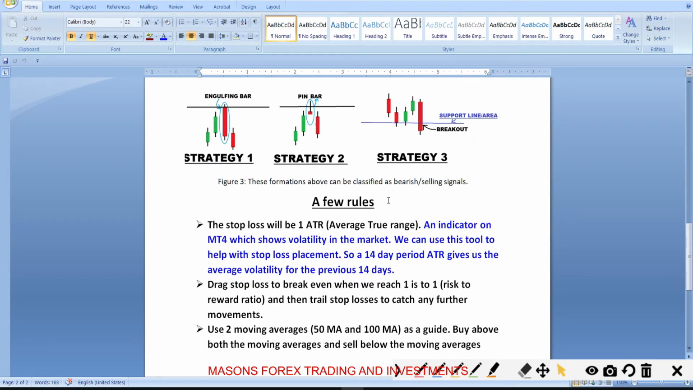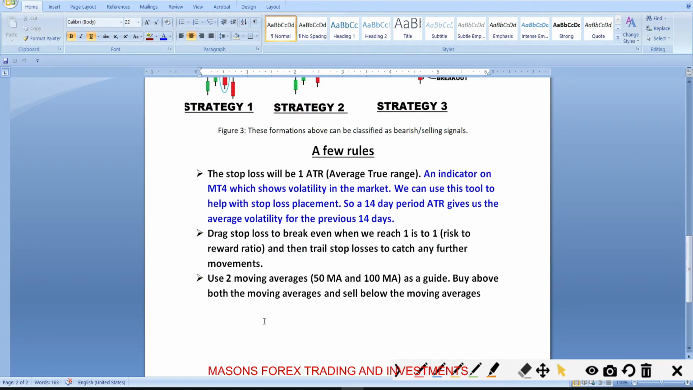A few rules that I need to mention. The stop loss will be 1 ATR, which is defined as average true range. It's an indicator on MT4 which shows the volatility in the market. We can use this tool to help with stop loss placement. A 14-day period ATR gives us the average volatility for the previous 14 days. We're also going to drag our stop loss to break even when we reach a 1:1 risk to reward, and then we're going to trail the stop losses to catch any further movements. I'll explain that as we trade.